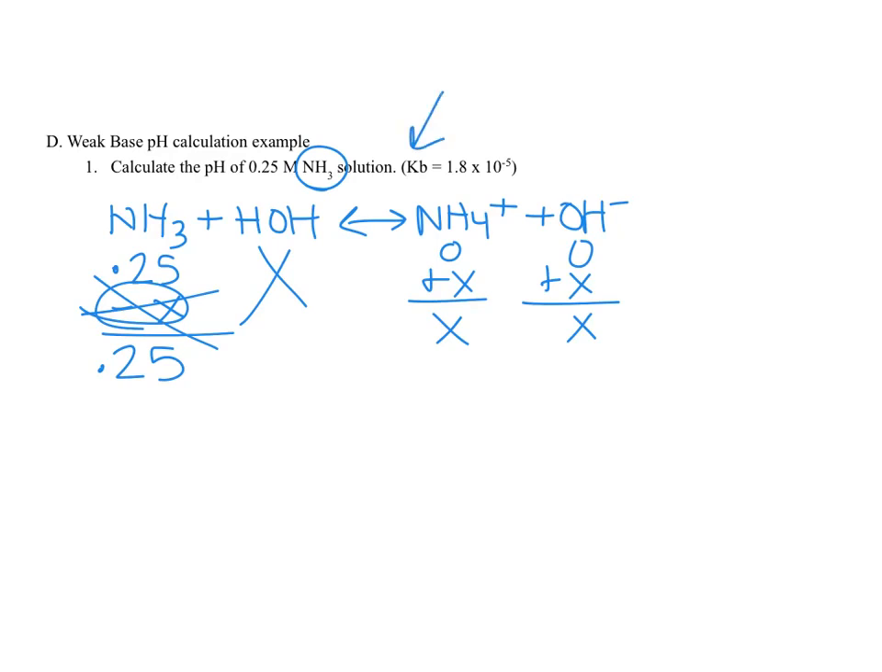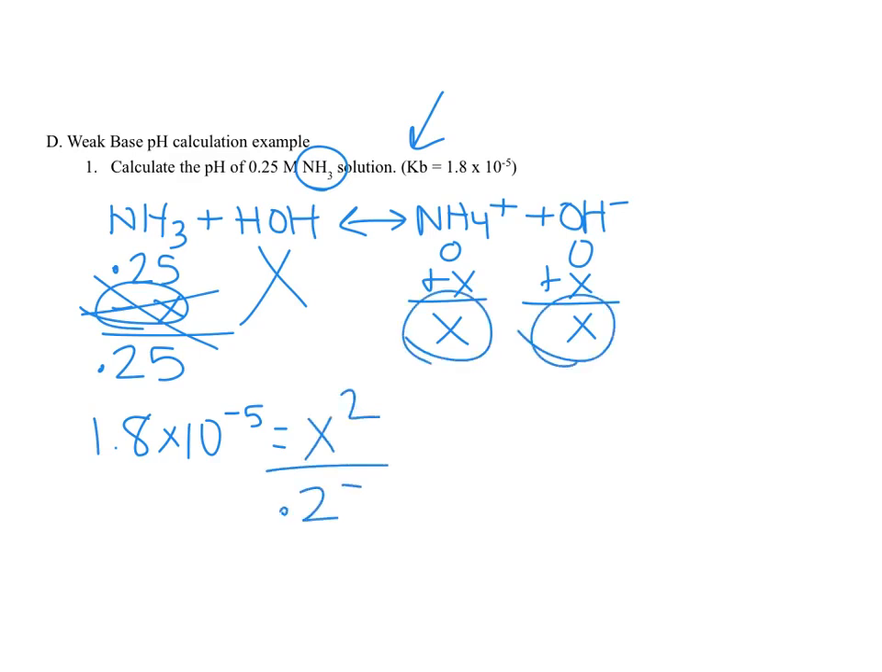With weak bases, they're going to give you Kb values instead of Ka values. So I'm going to have 1.8 times 10 to the negative fifth. My products, x times x, x squared over 0.25. The difference with this problem is that when I calculate x, I'm calculating hydroxide, not hydrogen.